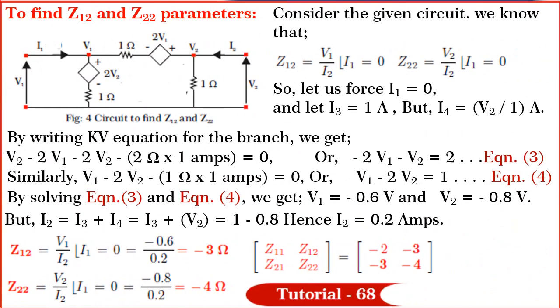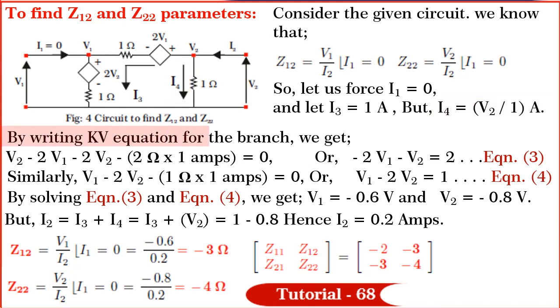Friends, next to find Z12 and Z22, consider the circuit shown in figure. We know that Z12 is equal to V1 upon I2 when I1 is equal to 0 and Z22 is equal to V2 upon I2 when I1 is equal to 0. So, let us force I1 equal to 0 and let I3 be 1 ampere. But I4 is equal to V2 divided by 1 and hence I4 is equal to V2 amperes.